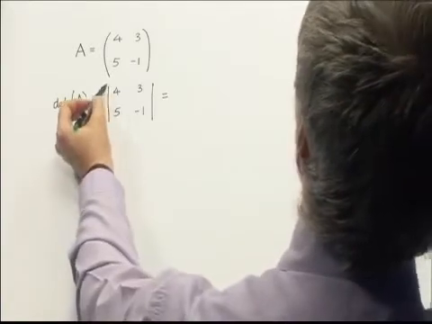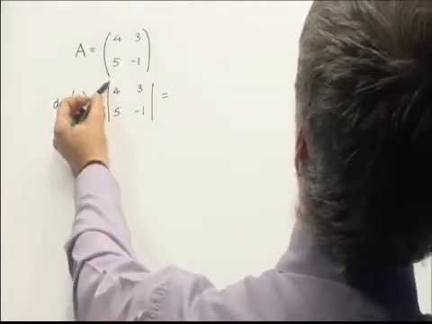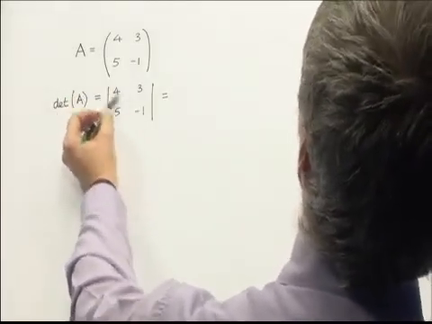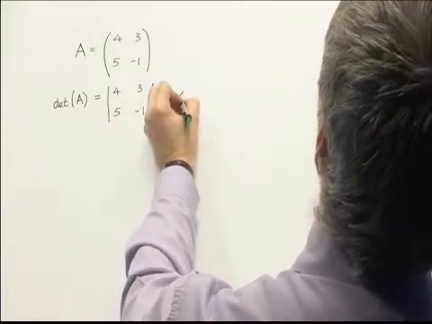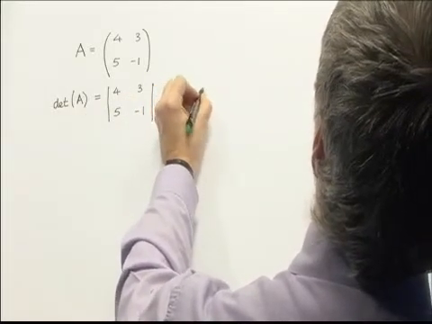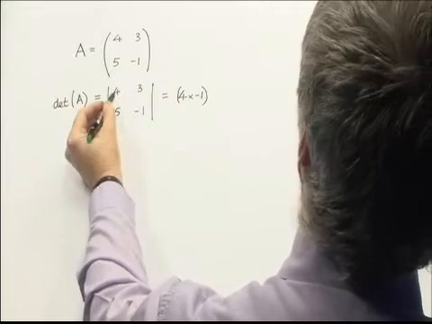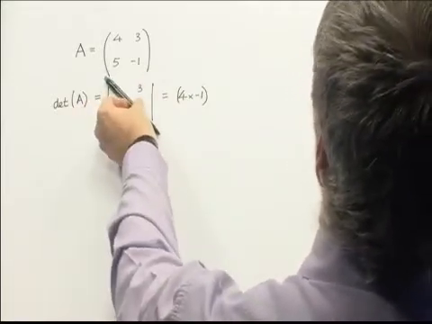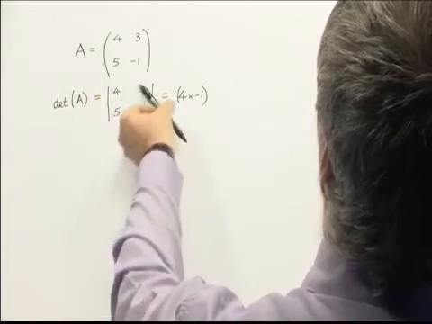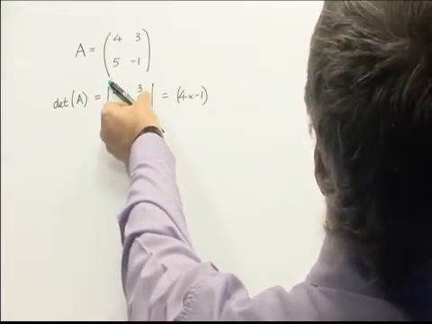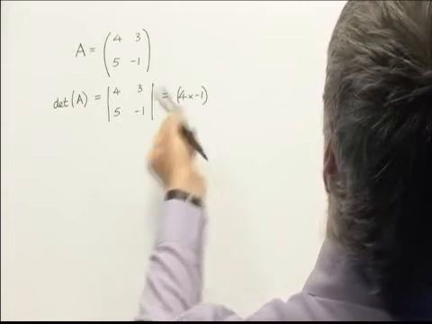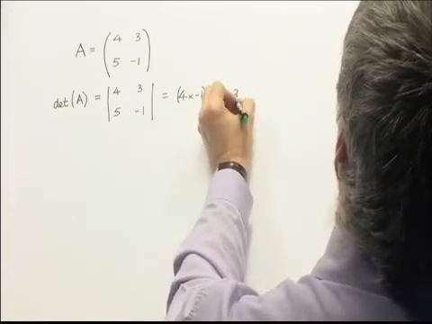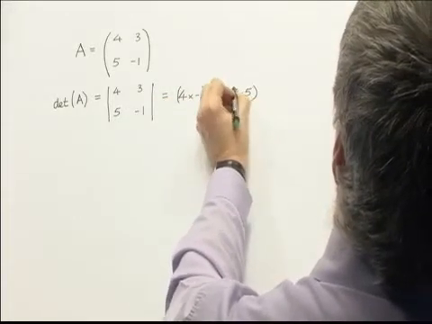And now we have to combine those numbers. The first thing we do is look at the numbers on the leading diagonal. That's the 4 and the -1. And we find their product. We multiply them together. So 4 times -1. Now, having dealt with the numbers on the leading diagonal, we've got 2 numbers left, the numbers that aren't on the leading diagonal. And so we multiply those 2 numbers together. So that's 3 times 5.